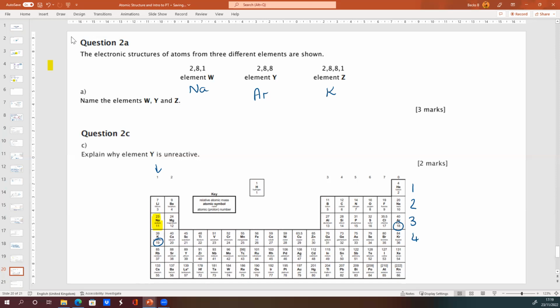Here it is. So explain why element Y is unreactive. Okay, so this is argon. If you know, these are the noble gases. And the reason it's unreactive is because it has a full shell of outer electrons, or the outside shell is full, however you've worded it. Because it's got a full shell of outer electrons, it doesn't need to gain any, and so it's stable as it is.